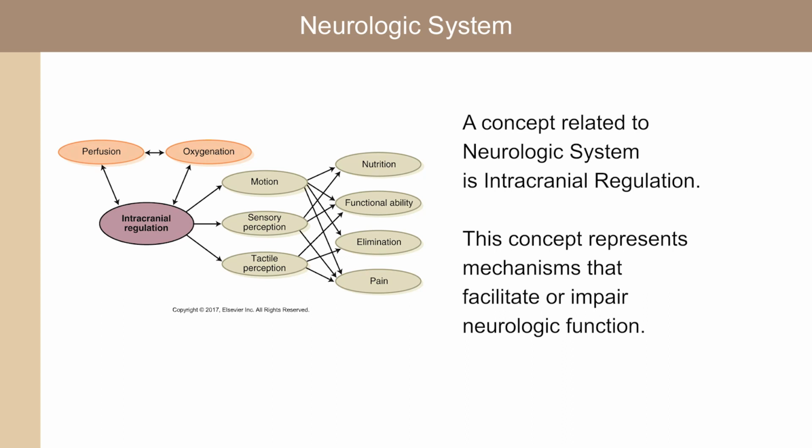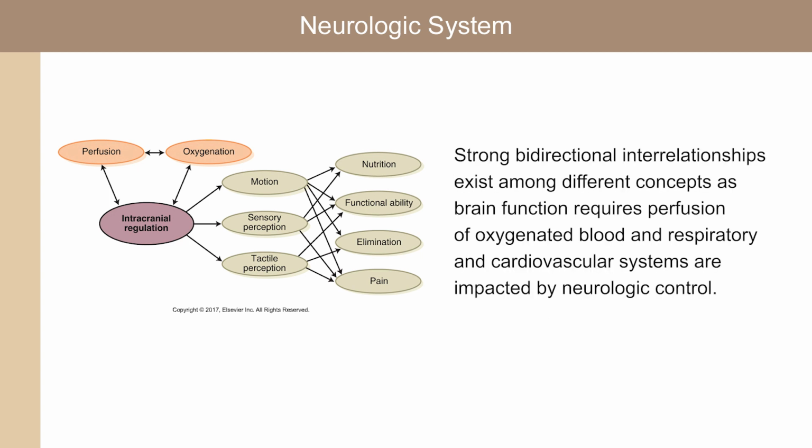A concept related to neurologic system is intracranial regulation. This concept represents mechanisms that facilitate or impair neurologic function. Strong bidirectional interrelationships exist among different concepts, as brain function requires perfusion of oxygenated blood, and respiratory and cardiovascular systems are impacted by neurologic control.